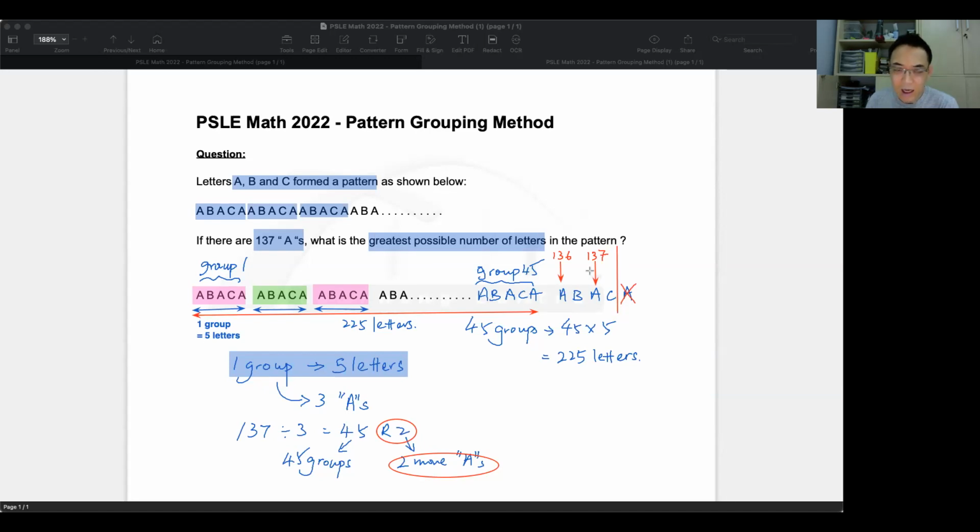As you can see, I now have an additional four letters here. And these four letters are not part of the 45 groups. So this is group 45, and group 46 is an incomplete group with four letters. Now all I have to do is take 225 and add another four letters. These are all letters. And that gives me a total of 229 letters. That answers the question, what is the greatest possible number of letters? 229.